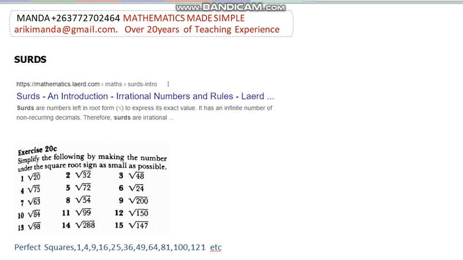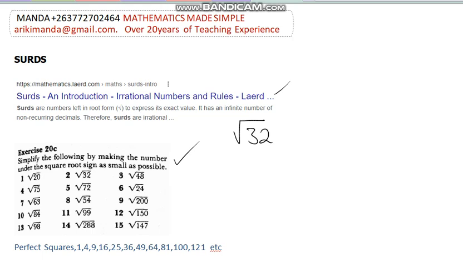Let's look at surds. Surds are irrational numbers according to the definition that was given here. On our example 20C, the question reads, simplify the following by making the number under the square root sign as small as possible. I've taken number 2 for our example, which is square root of 32.